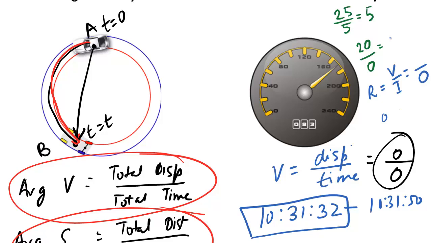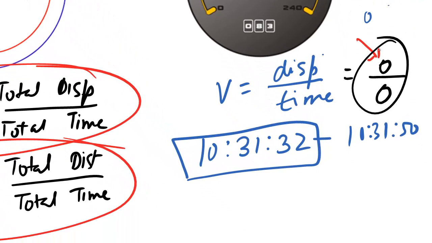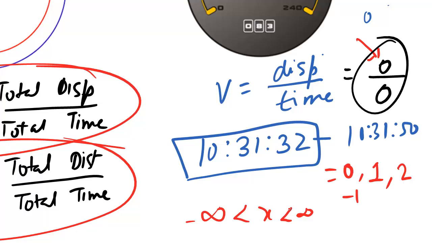But coming to this part, 0 by 0, that gives me a garbage value. Why? Because you are asking the question, how many times do I need to subtract 0 from 0 to make 0? Obviously you can say you don't need to do that, it's 0. But what if I tell you to do it one time? Okay, so 1 is also the answer, 2 is also the answer, minus 1 is also the answer. In fact, everything from minus infinity to plus infinity will be the answer to this question.